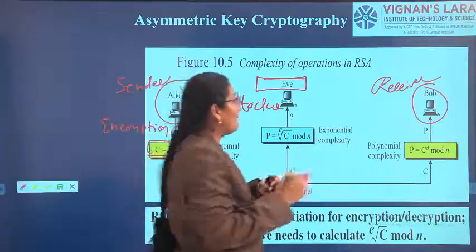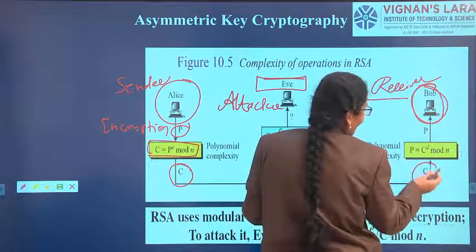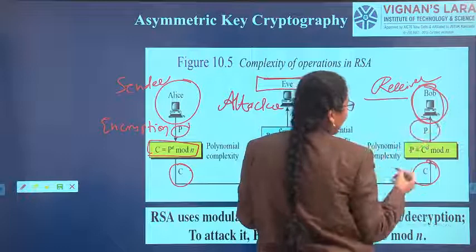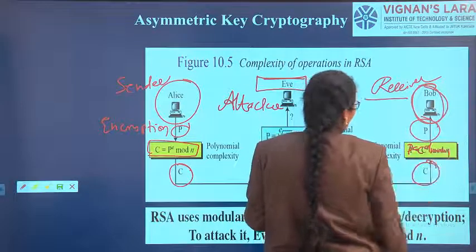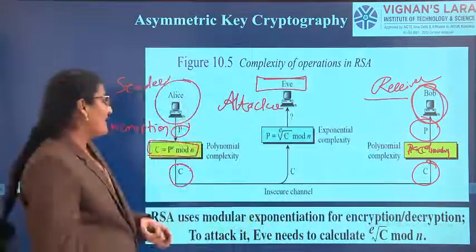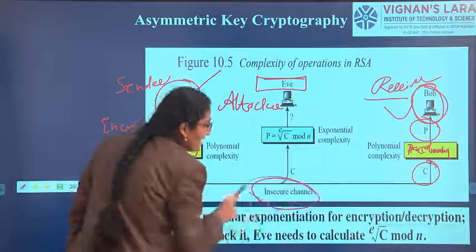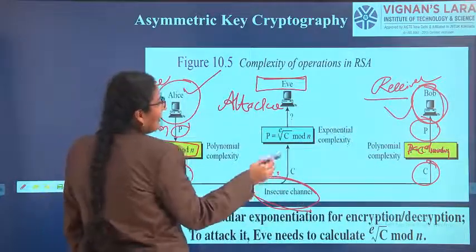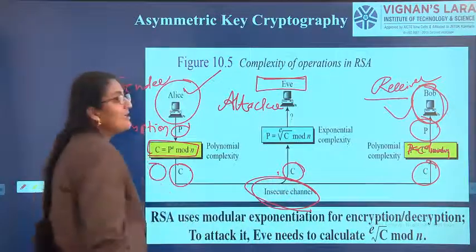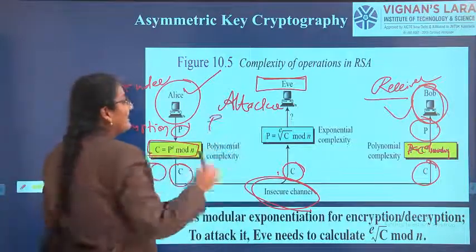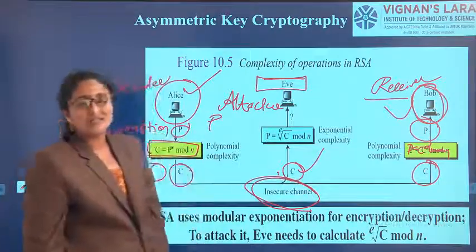At the same time we have Bob. Bob is the receiver. Obviously the receiver will have ciphertext, and he wants to convert it into plain text. To convert it into plain text we have the formula P equal to C power D mod n. So everything is fine. But as I told you, Alice and Bob are communicating in an insecure channel. In this insecure channel, somebody may attack on the ciphertext, somebody may attack on the plain text. If somebody attacks only plain text, that is chosen plain text. If somebody attacks only ciphertext, that is chosen ciphertext.